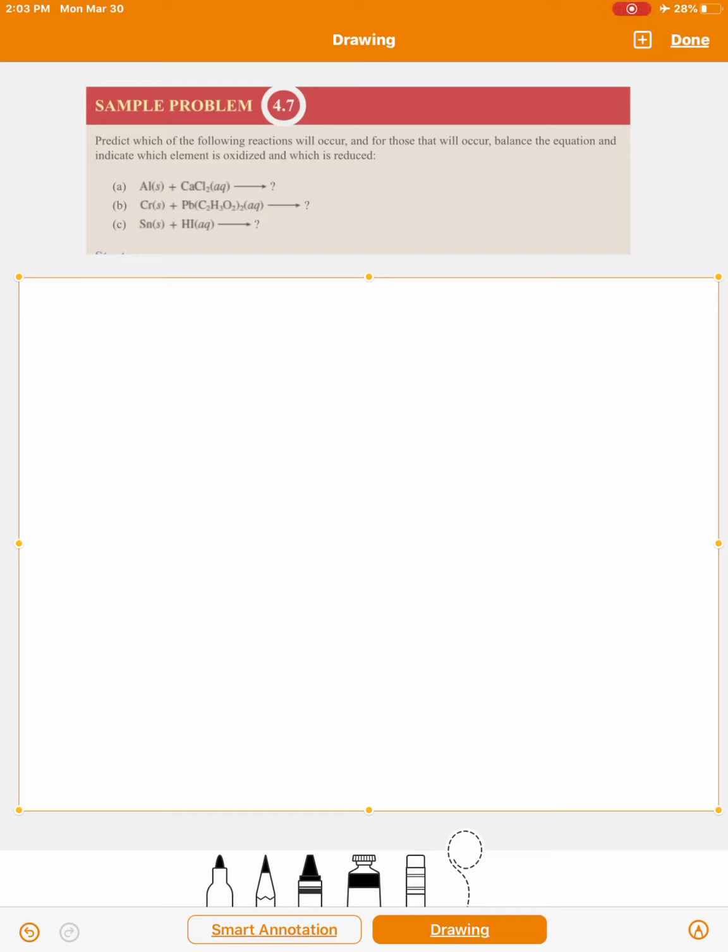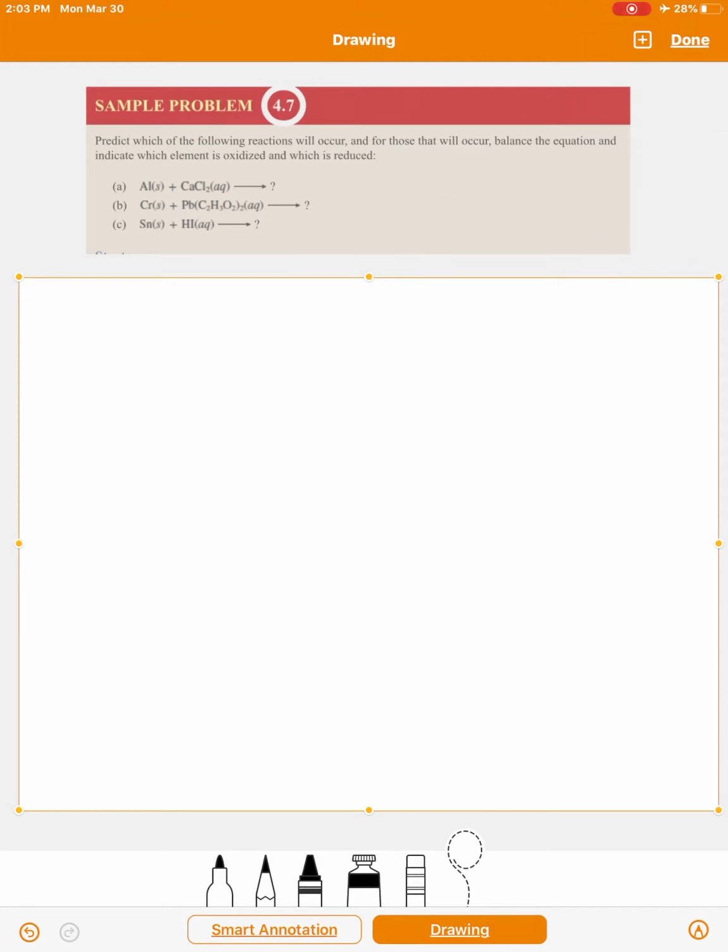Okay, sample problem 4.7. Predict which of the following reactions will occur, and for those that will occur, balance the equation and indicate which element is oxidized and which is reduced. So this is not that different from sample problem 4.6. In a sense, it's just more practice of the same thing.